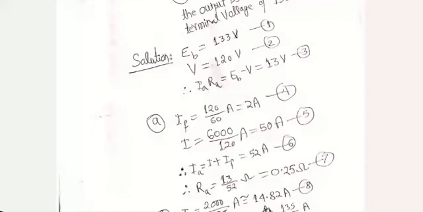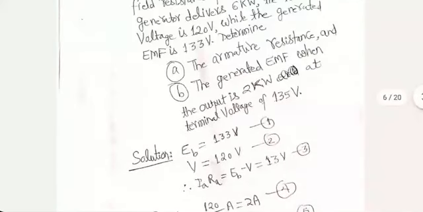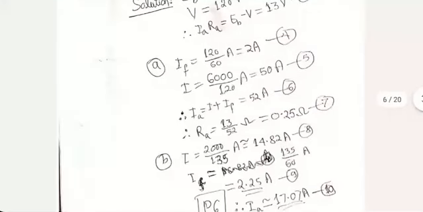Okay, and you know that the voltage drop across the armature resistance is 13 volt. So now just use Ohm's law to calculate the armature resistance. It turns out to be 0.25 ohm. It's basically manipulation of equations that you know in different manners based on what is given and what is being asked.